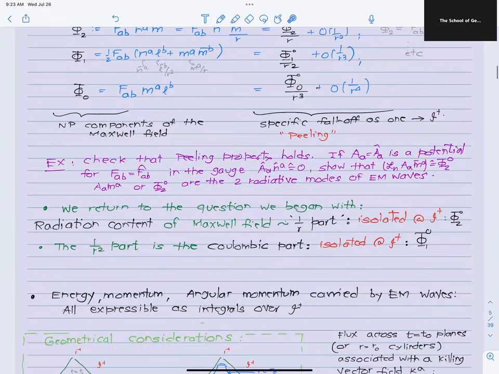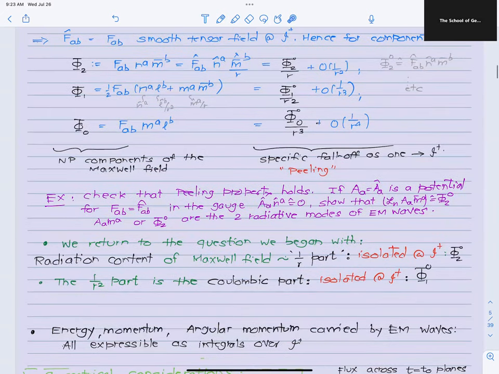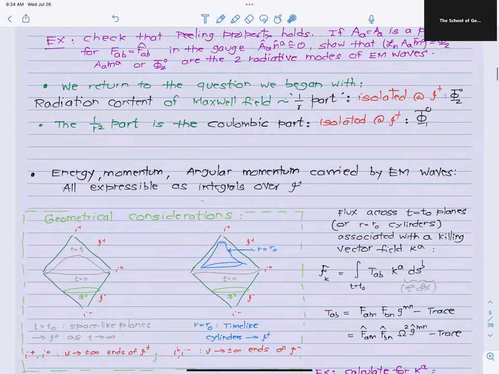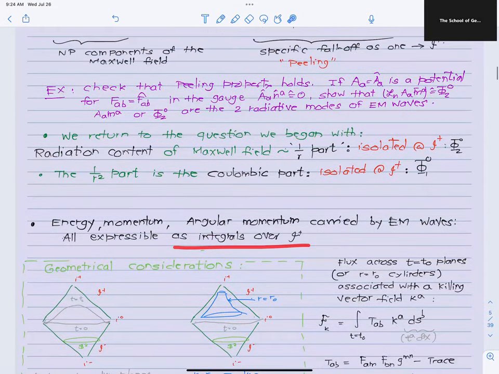So we return to the question we began with. What is the radiation content of the Maxwell field? We wanted to say it is the 1 upon r part, but now we have made this precise by going to scri, and we can isolate the 1 upon r part, namely in phi 2 naught. The 1 upon r squared part is in phi 1 naught, and this is called the Coulombic part because it falls like 1 upon r squared. The energy, momentum and angular momentum carried by the electromagnetic waves are all expressed as integrals over scri, as we will see in a minute.